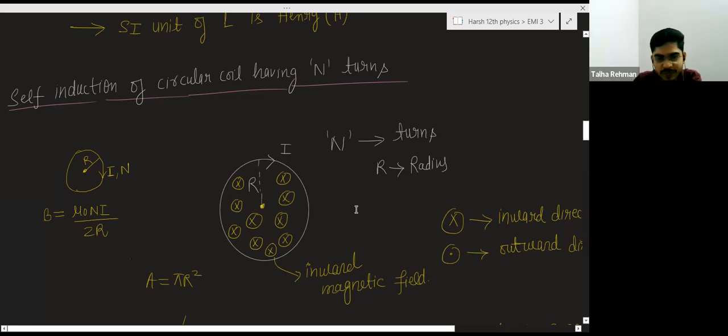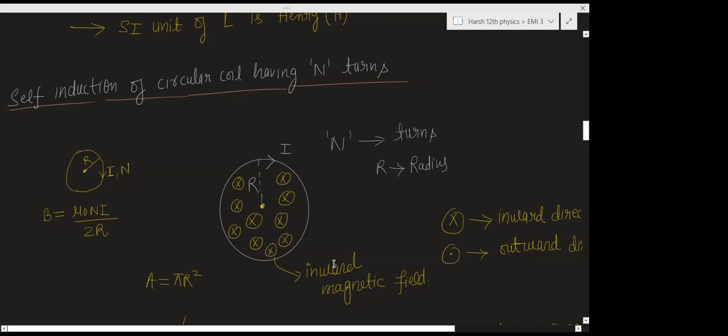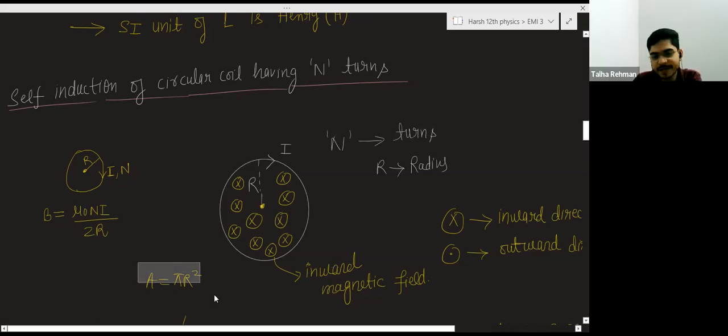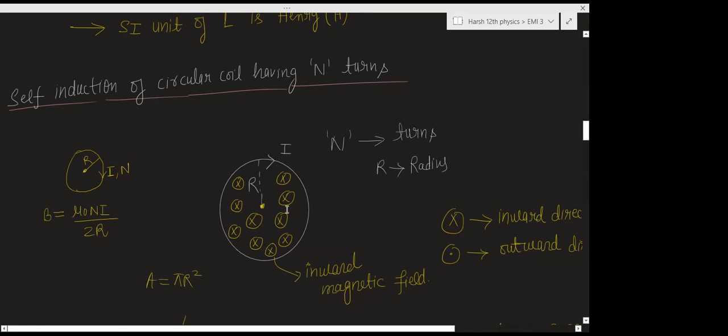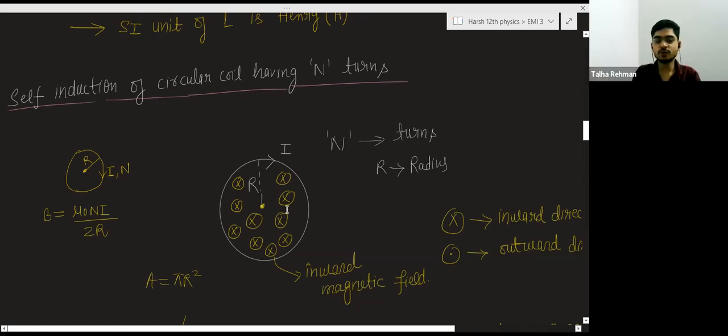So we can say n is the number of turns for this coil, r is the radius for this coil, and this is the inward magnetic field. Is this clear? The area of the coil will be pi r square because this coil is a circle, of course a circular coil. Now I am telling you how the self inductance will arise in this coil.